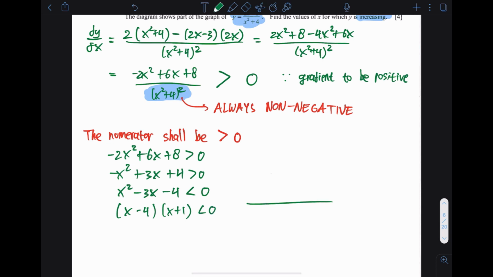Now, I always like to sketch this equation. This is a smiling curve because this is a positive x squared. The roots should be positive 4 and negative 1 if you try to solve it. But since you are just sketching it, put down negative 1 and positive 4 here. Since they want it to be lesser than 0, the area that is the answer must be below the x-axis. Hence we can tell them that the value of x must be between negative 1 and positive 4.